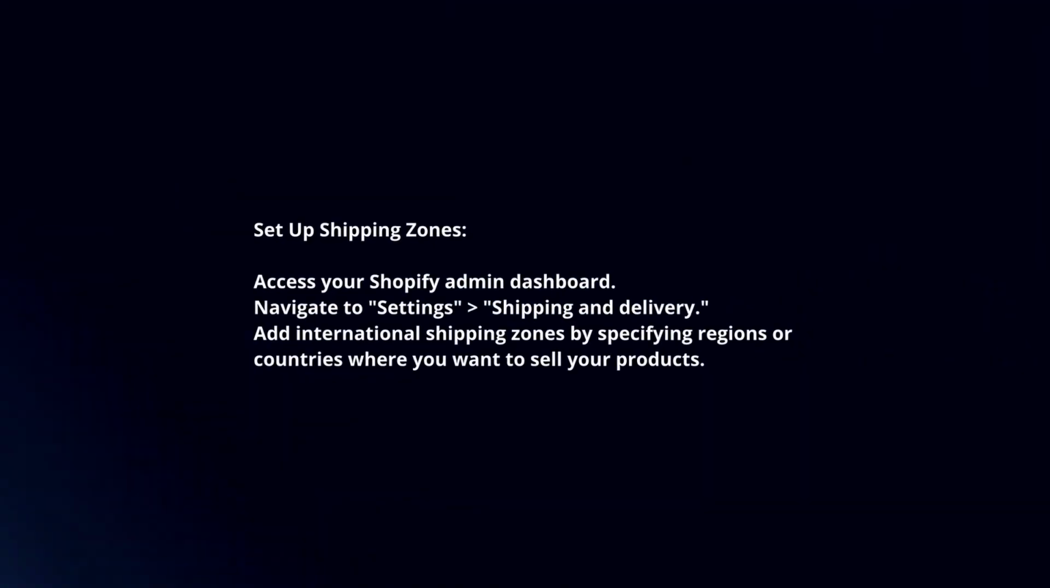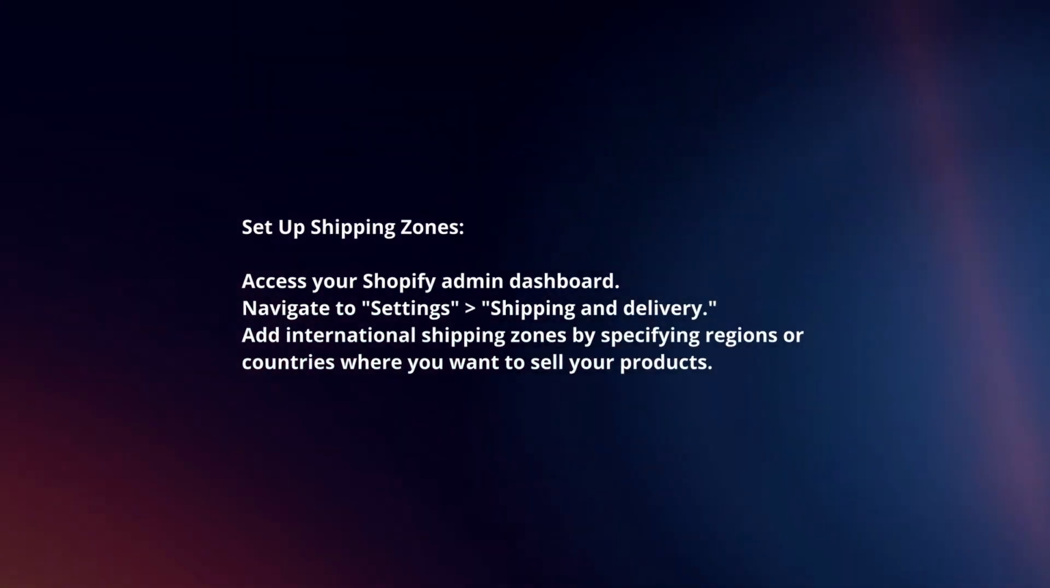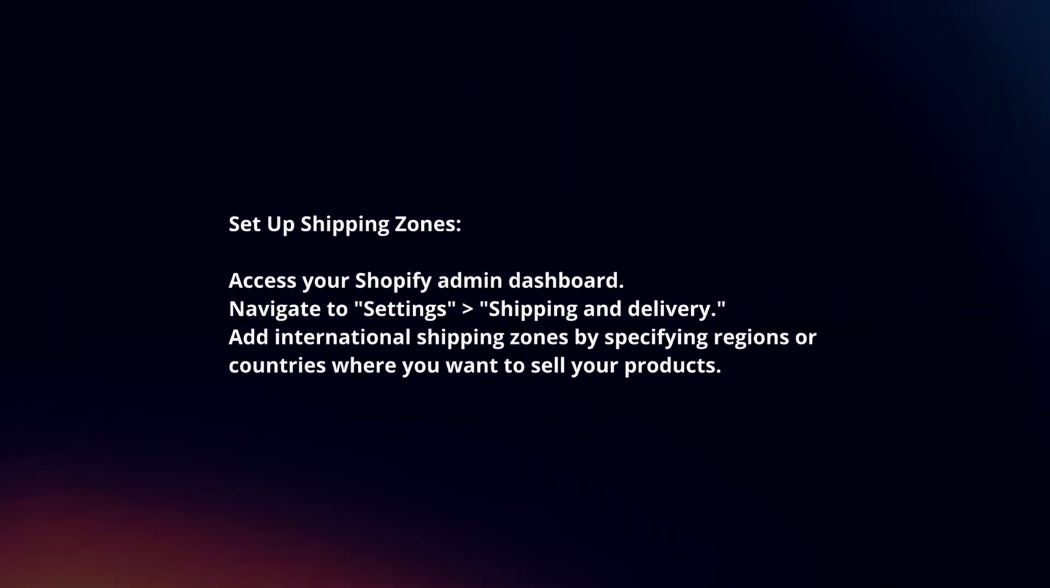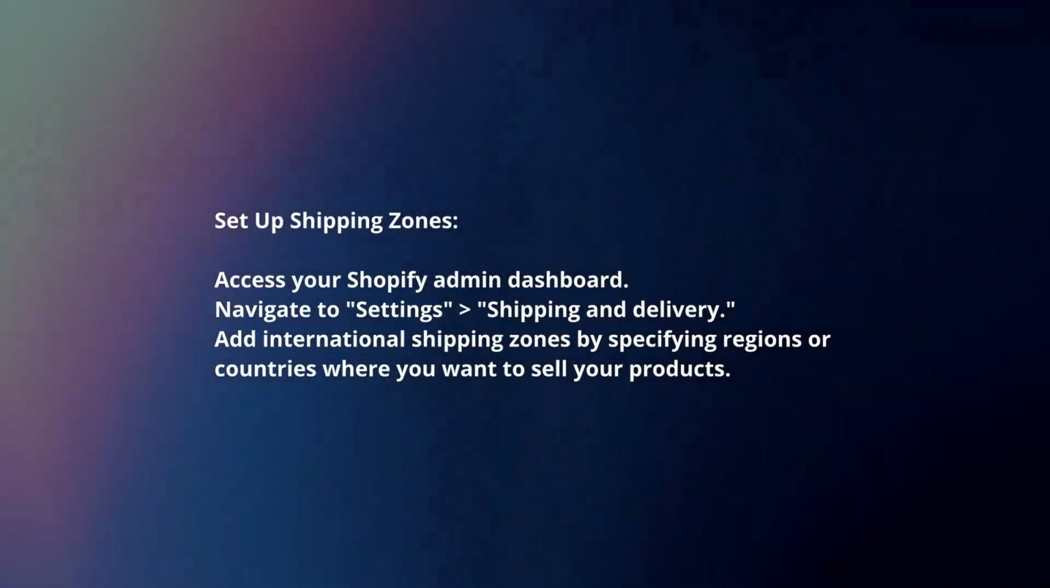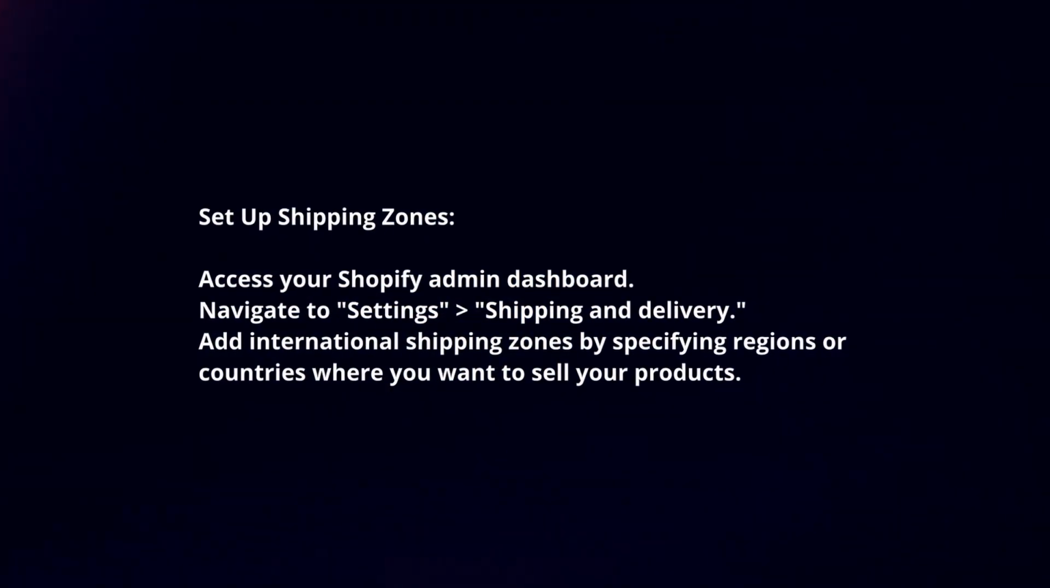To activate international markets in Shopify, set up shipping zones. Access your Shopify admin dashboard, navigate to Settings, Shipping and Delivery, and add international shipping zones by specifying regions or countries where you want to sell your products.